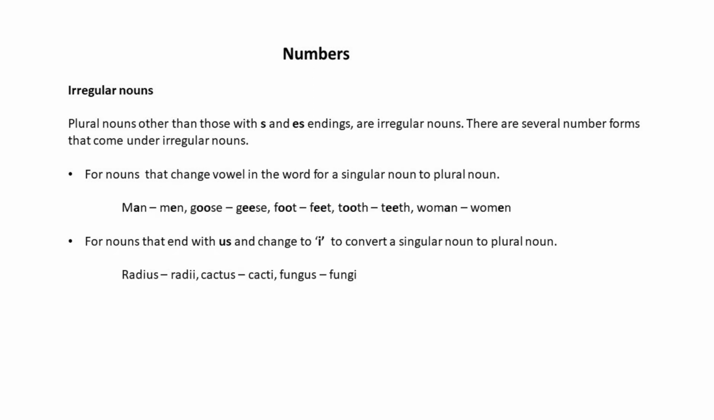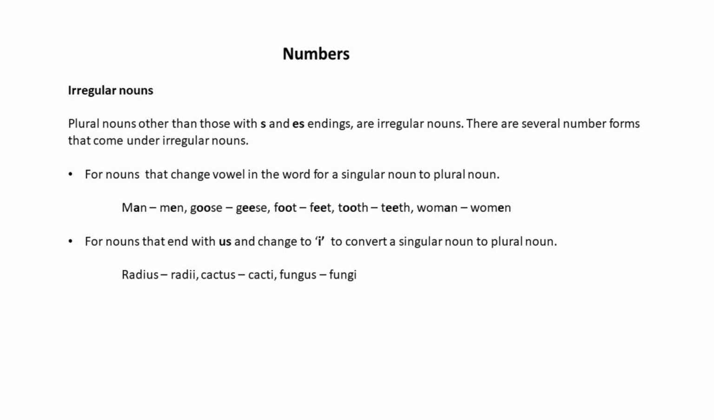The next one is that there are certain nouns which change the vowels in the word itself to change from singular to plural. Let me explain this with an example. The plural form of the noun man is men. As you can see, in man you have the vowel A. But when you change it to its plural form, you replace the vowel A with the vowel E. So in this case, the word is undergoing a change in its vowel. This is what we learnt in this rule.